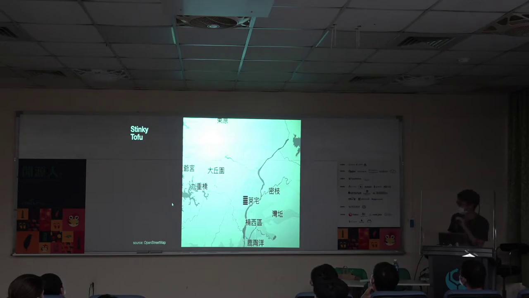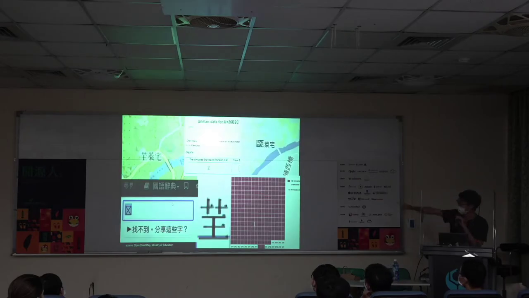And it turns out this is a place in Tainan that if you look at it on OSM Carto, it will be on the left. It will be the grass radical on top of the king character. I believe it's pronounced Wang Lai Zai.